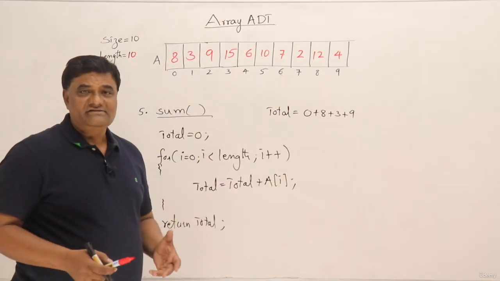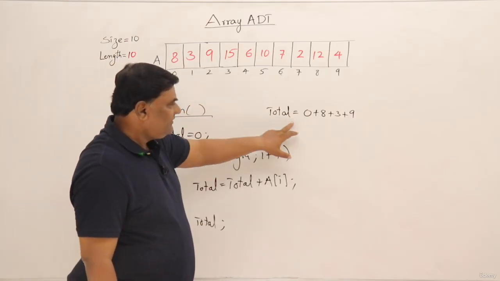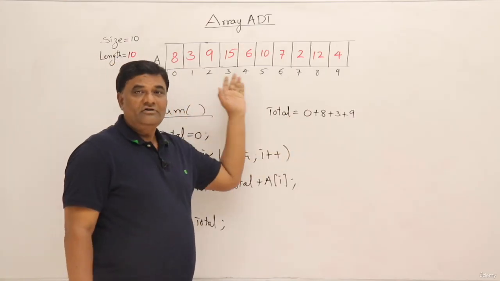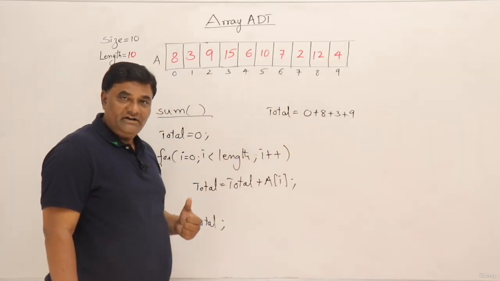Now next is analysis: how much time it takes. We are scanning through all the elements one by one and adding them to total. So for all elements it's n. Total elements are n, so the time is order of n.